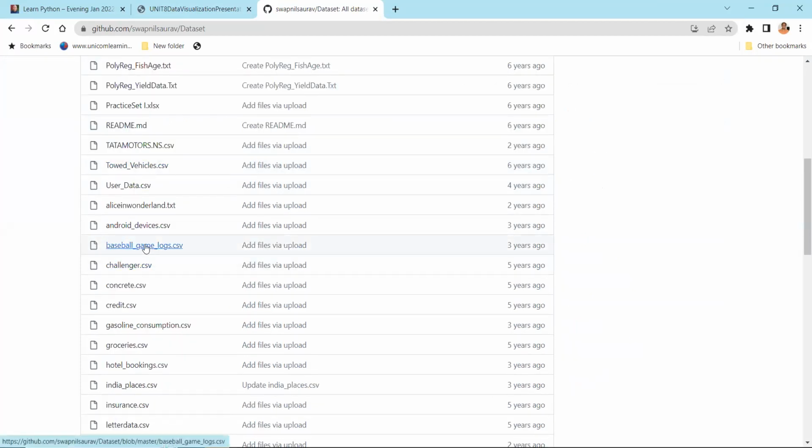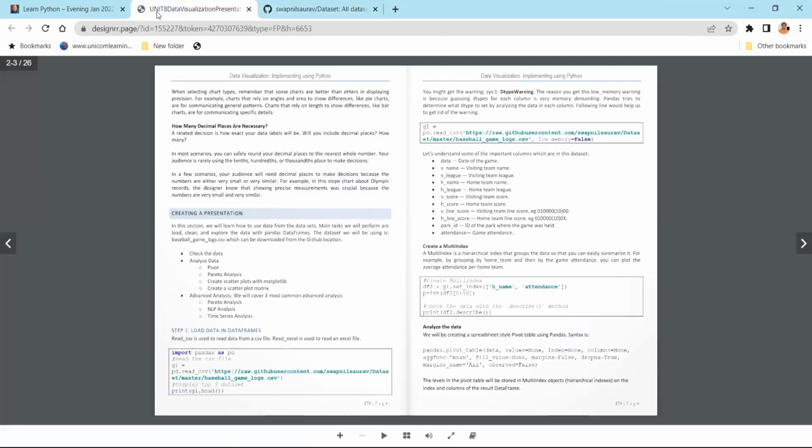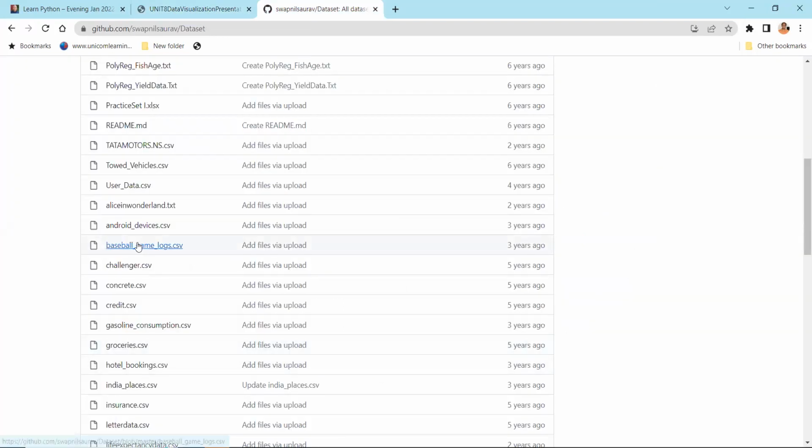Then we'll talk about challenger.csv and baseball. The one that is shown here for the first example is baseball logs.csv. Okay, so if you go back, this is the dataset.